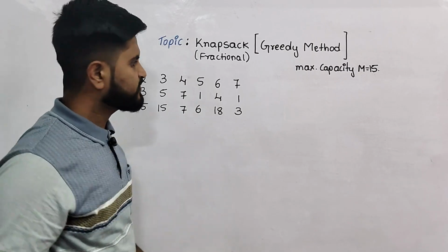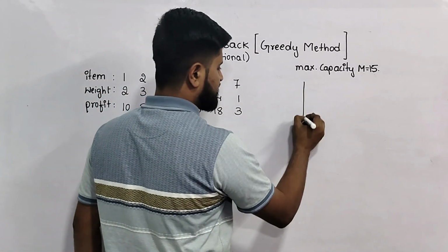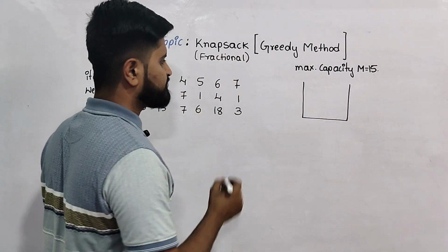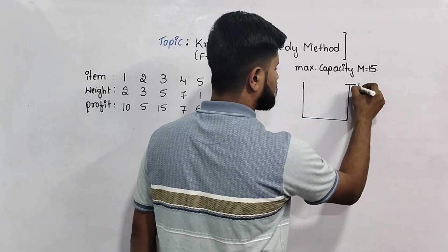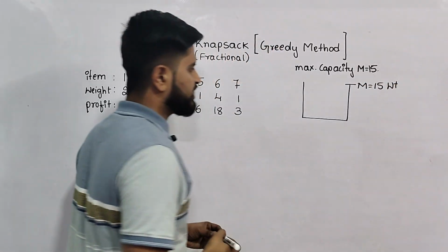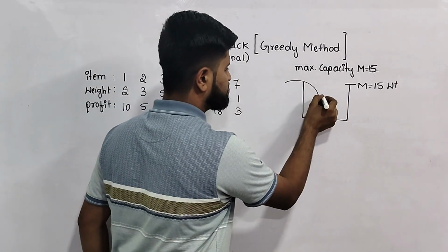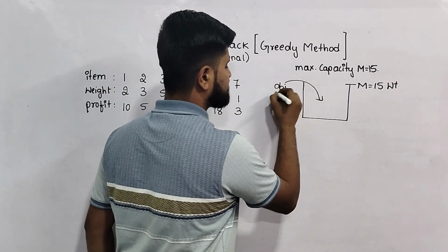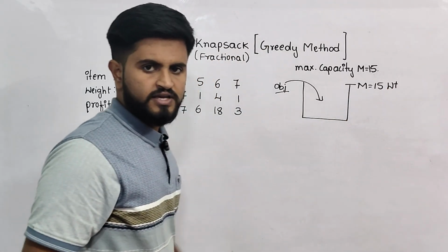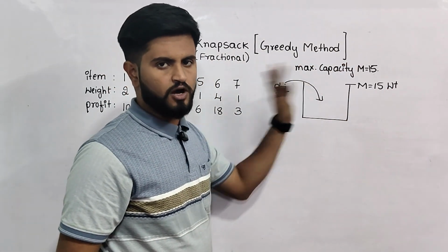Now consider a container. For the explanation purpose, I am taking a container and the maximum capacity of this container is 15 weights. That is, you can fill the items or the objects in such a way that the maximum weight of the objects must be equal to 15. Exceeding 15, you cannot fill the objects.